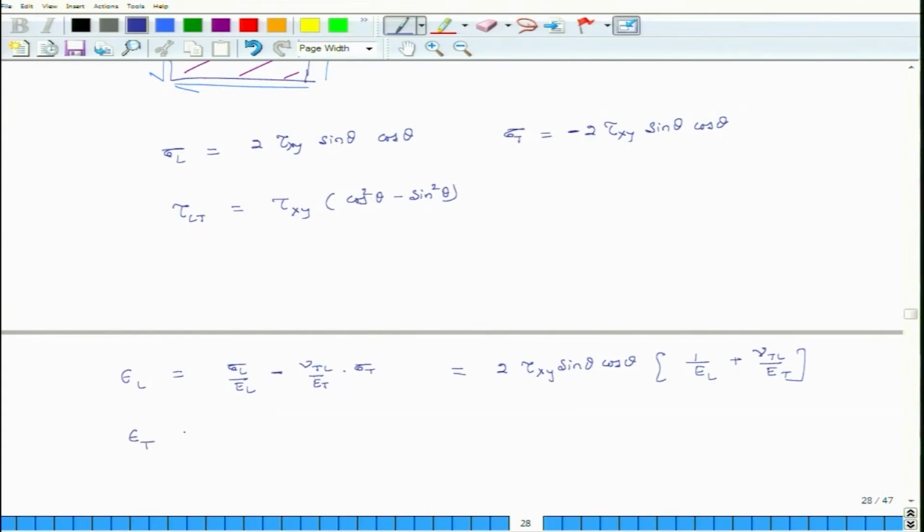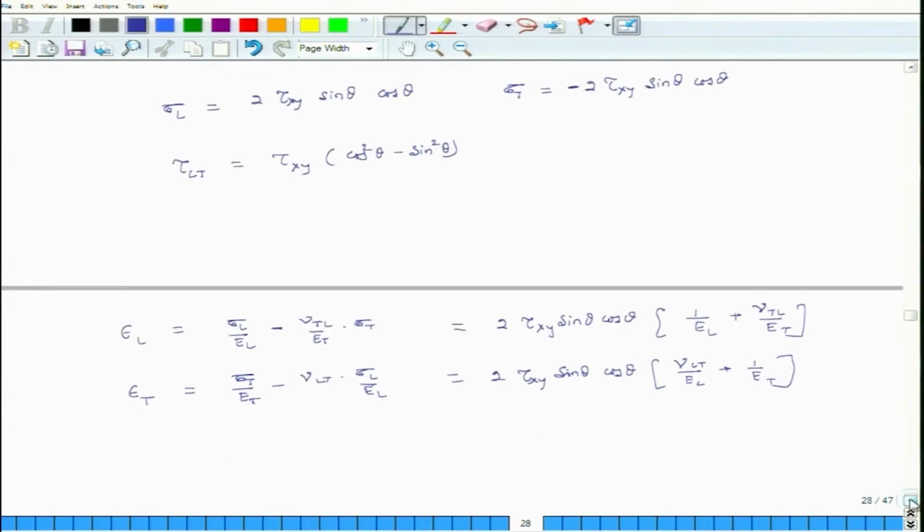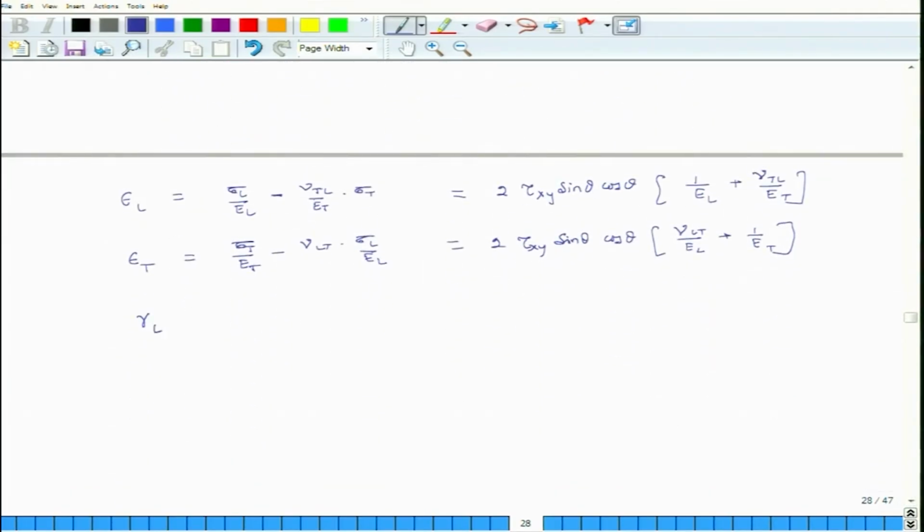Similarly, epsilon T is equal to sigma T over ET minus nu LT times sigma L over EL, and if we do all the mathematics we get 2 tau xy sin theta cosine theta nu LT over EL plus 1 over ET, and finally gamma LT equals tau xy by GLT cosine square theta minus sine square theta.